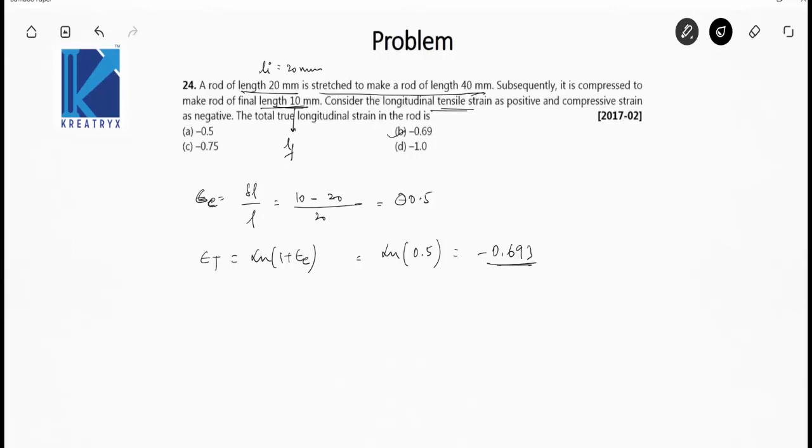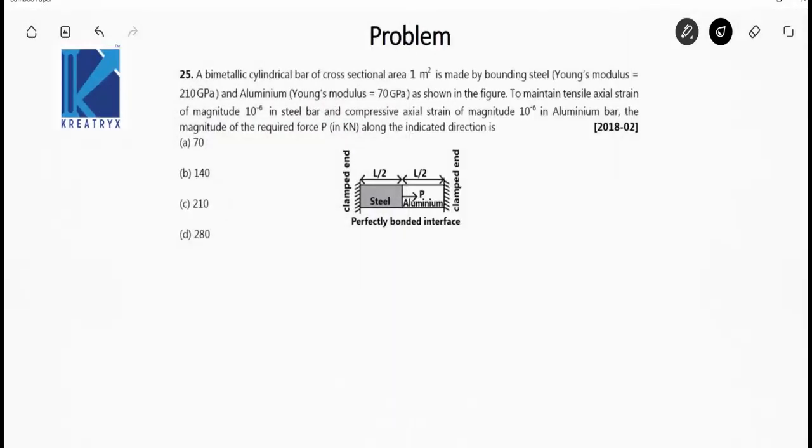Let's move on to the next question. A bimetallic cylindrical bar of cross-sectional area 1 meter square is made by bonding steel whose Young's modulus is 210 gigapascal and aluminium whose Young's modulus is 70 gigapascal, as shown in the figure. To maintain tensile axial strain of magnitude 10 raised to the power minus 6 in the steel bar and compressive axial strain of magnitude again 10 raised to the power minus 6 in the aluminium bar, the magnitude of the required force P in kilonewton along the indicated direction is.